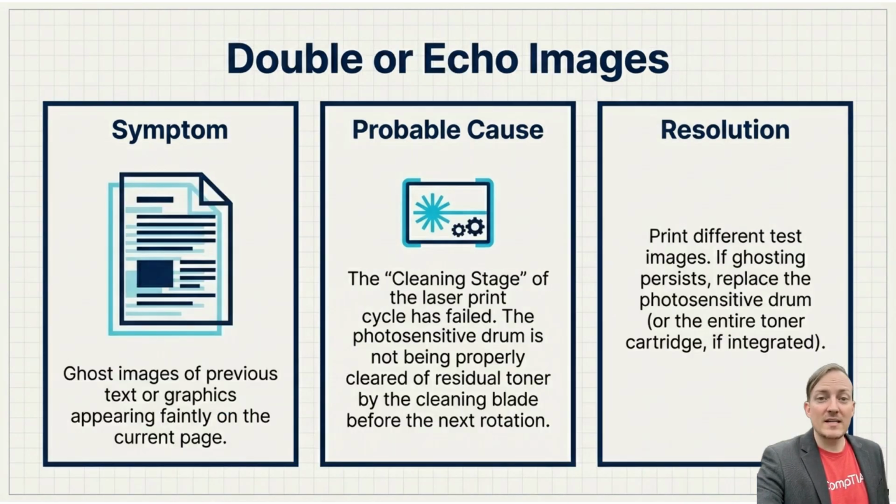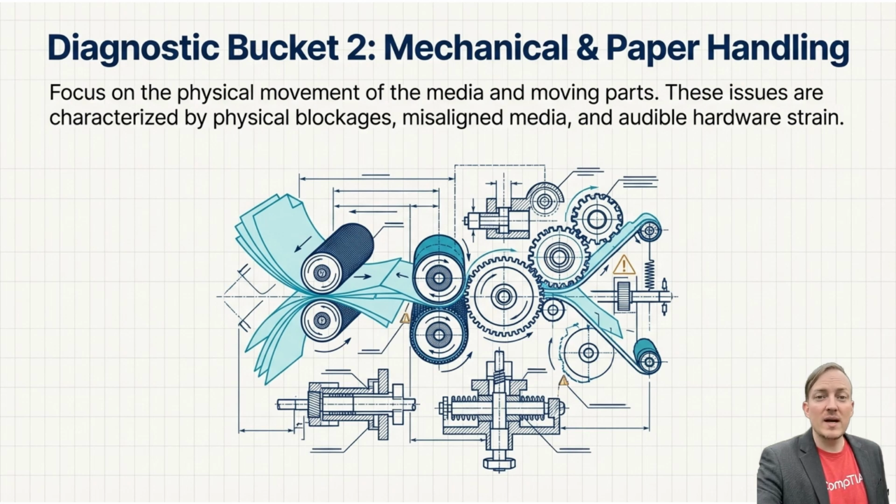Our final quality defect is double or echo images, also known as ghosting. This is when ghost images of previous text or graphics appear faintly on the current page. In a laser printer, this means the cleaning stage of the print cycle has failed. The photosensitive drum is not being properly cleared of residual toner by the cleaning blade before the next rotation. To resolve this, print different test images, and if the ghosting persists, replace the photosensitive drum or the entire toner cartridge. Now we move to Diagnostic Bucket 2.